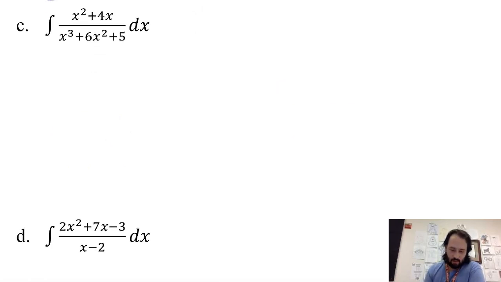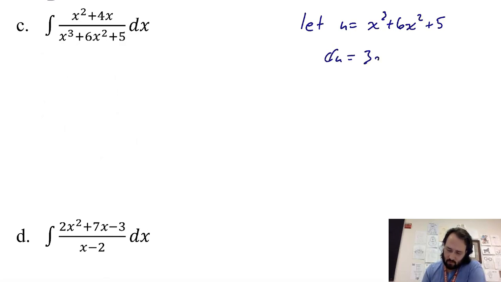All right, this next one is a little bit tricky to see at first, and it looks pretty ugly. However, I have a higher exponent in my denominator than my numerator, so what I would try to do, and just see what happens, is let u equal my entire denominator. So x cubed plus 6x squared plus 5. Then du would be 3x squared plus 12x dx.